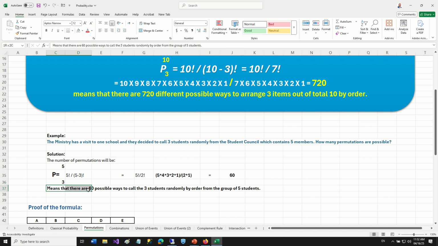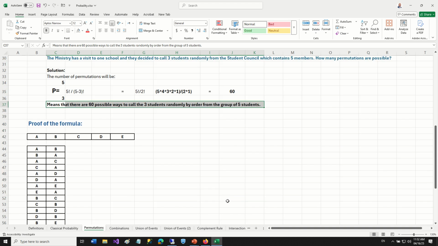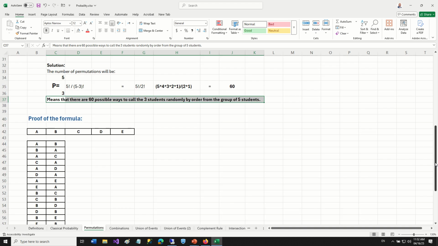That means there are 60 possible ways to call 3 students randomly, by order, from a group of 5 students. Okay, let us prove this formula now.